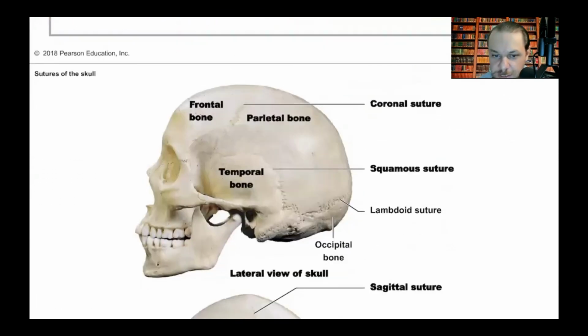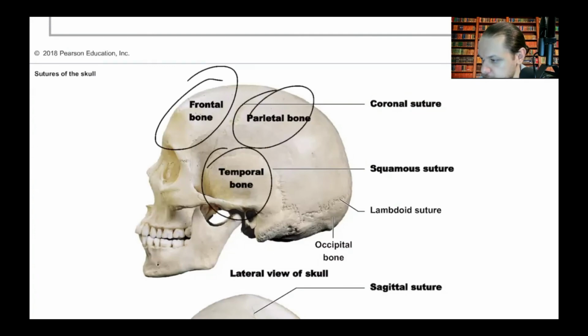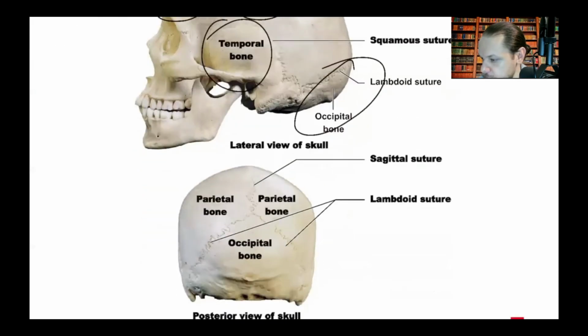This is just some pictures of an actual cadaver, right? And we see the frontal bone, temporal bone, parietal bone, right? And the occipital bone is here. From the structures there.